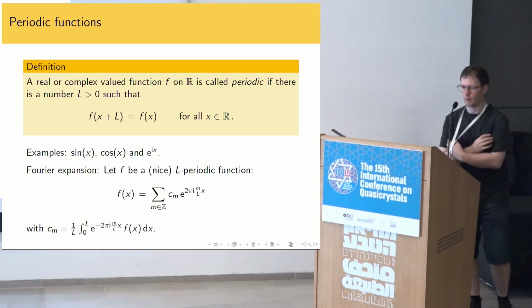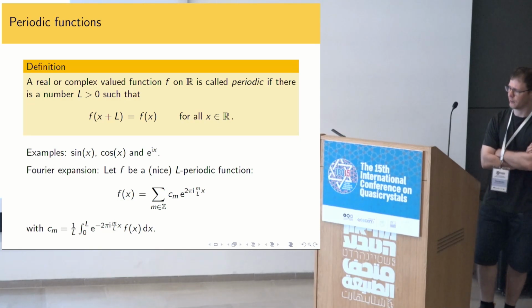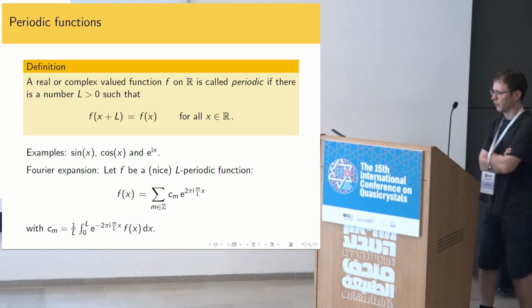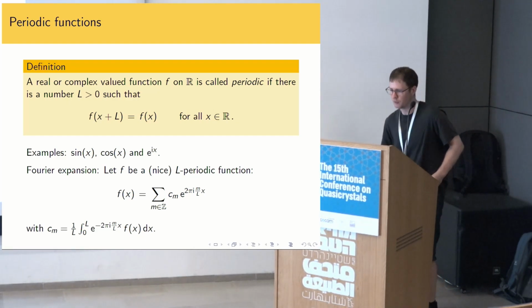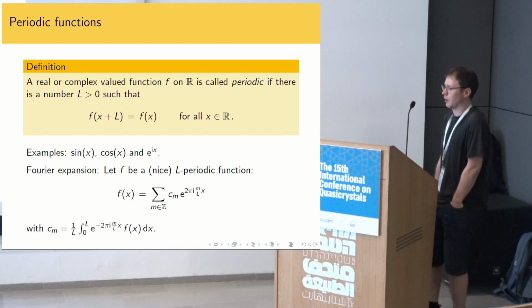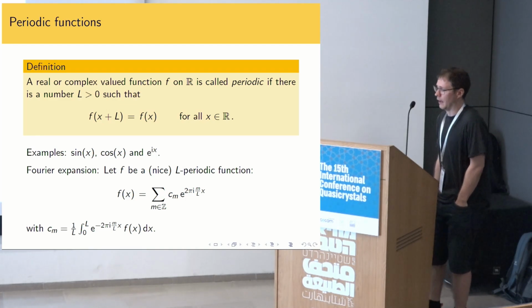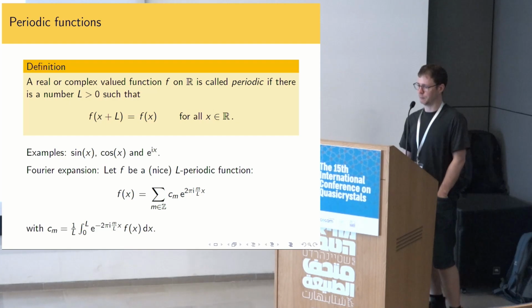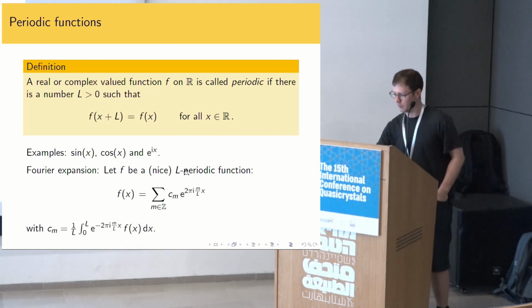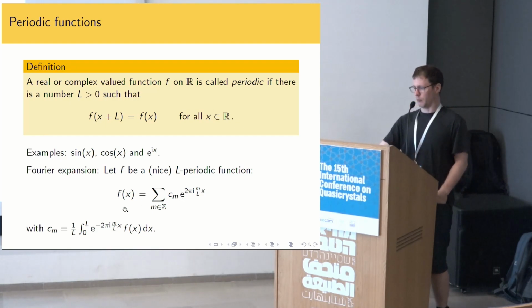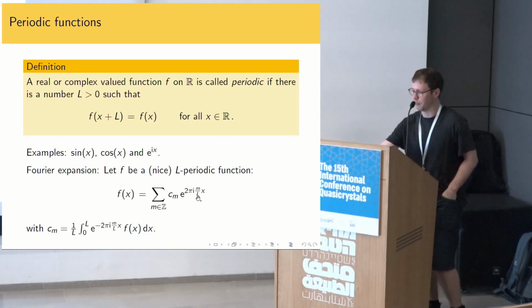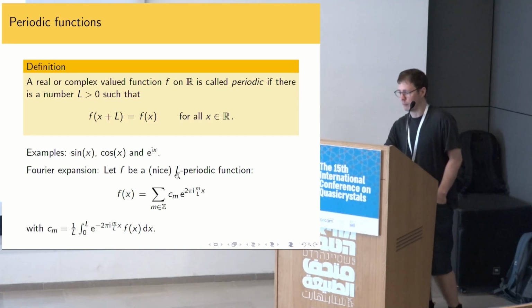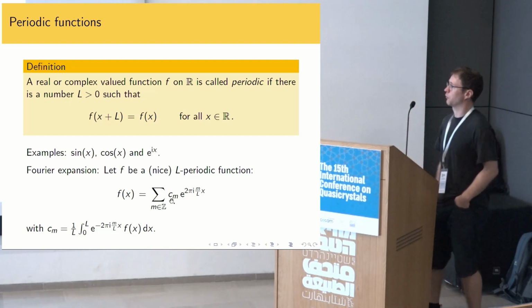And one of the interesting properties that these functions have, at least when they are nice, and I'll explain in a second what nice means, is that these periodic functions can be expressed as a Fourier series. So we can take a function f and write it as a series with coefficients c_m and exponential terms, where L is still the period. And even better, we can compute those numbers, those coefficients.